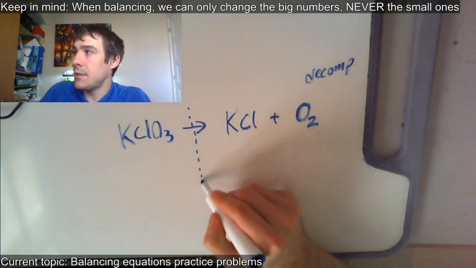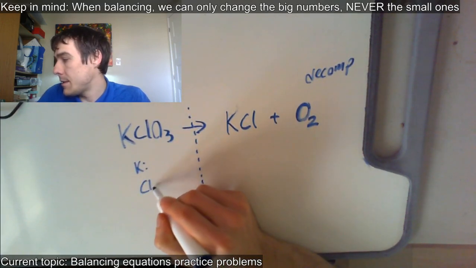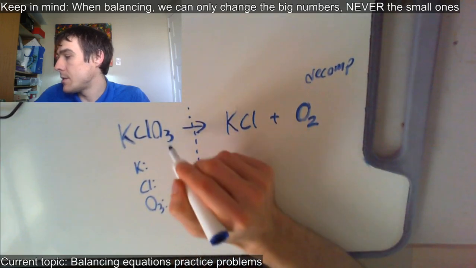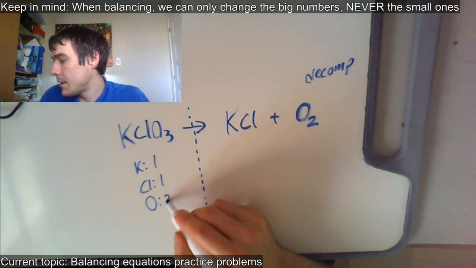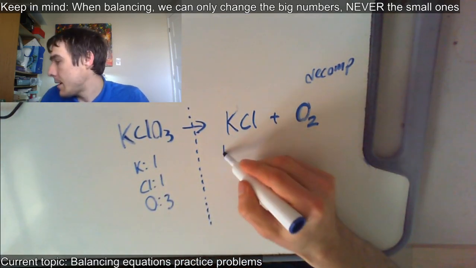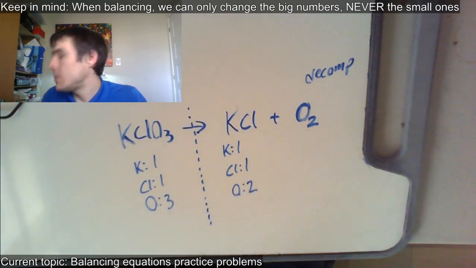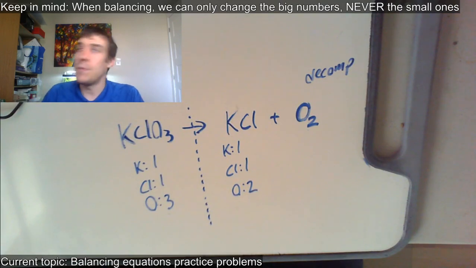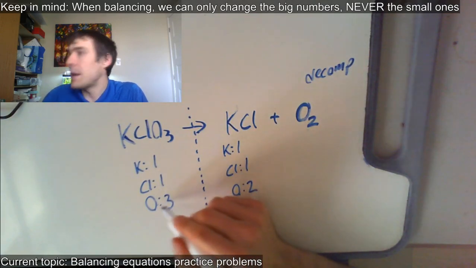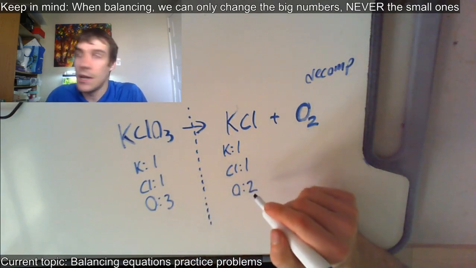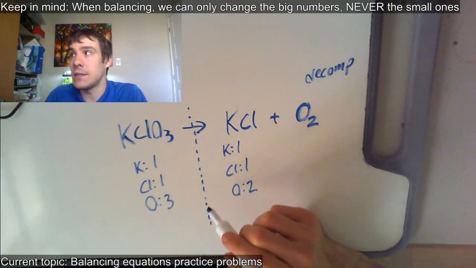My way that I like to do is I just draw a line down the center. There's a potassium, a chlorine, and 3 oxygens right now. On this side I have 1 potassium, 1 chlorine, and 2 oxygens. So it can help me see where I need to work. Right now, potassium's good, chlorine's good, but there's this imbalance between the oxygens. I need to get the oxygens to the same number, that way I have the same number of oxygens on one side as the other side.